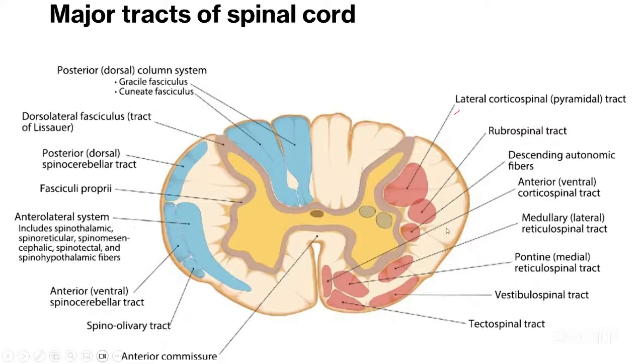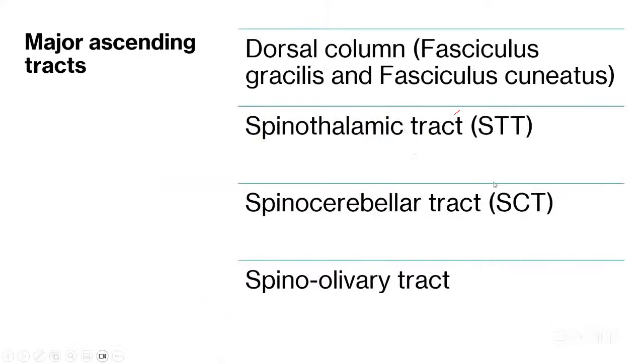Along with that, we have fibers which descend from the red nucleus as the rubrospinal tract, and these are descending autonomic fibers. These are reticulospinal fibers: lateral reticulospinal fibers are from the medulla, and medial reticulospinal fibers are from the pons. And this is the vestibulospinal tract and the tectospinal tract. I'll be discussing each ascending tract separately. The major ascending tracts, as we already said, are the dorsal column, spinothalamic tract, spinocerebellar tract, and spino-olivary tract.